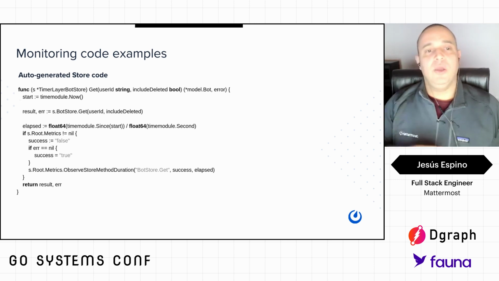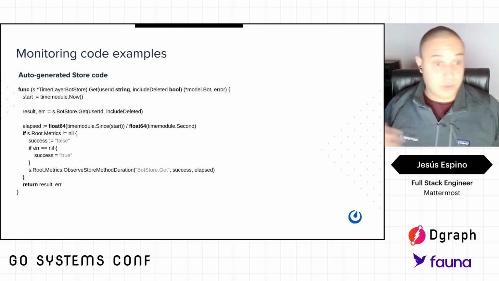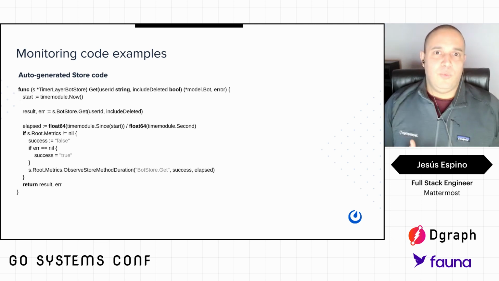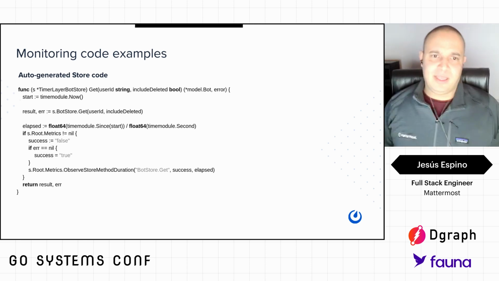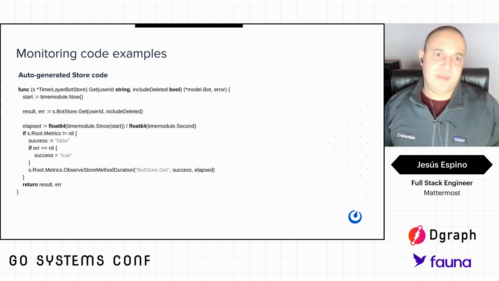So this way we know how much time it takes to execute any method in our store without the SQL code knowing anything about the instrumentation. So we don't contaminate our code. We don't need to maintain this code. We only need to maintain the generator code and the template that we create for this generator. And it's a really good way to not contaminate the rest of the code.